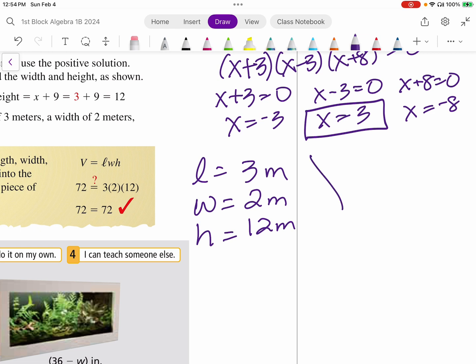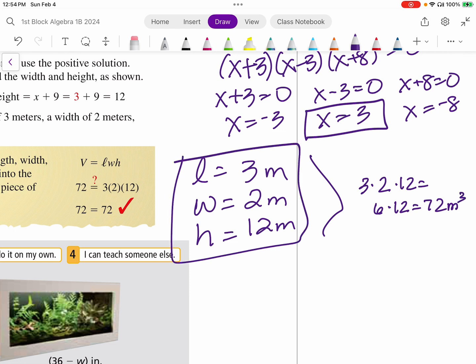And if we checked and we did 3 times 2 times 12, that would be 6 times 12, which equals 72 cubic meters. So these are the dimensions of the rectangular prism on the ocean floor. Your assignment is in Big Ideas, lesson 7.2.